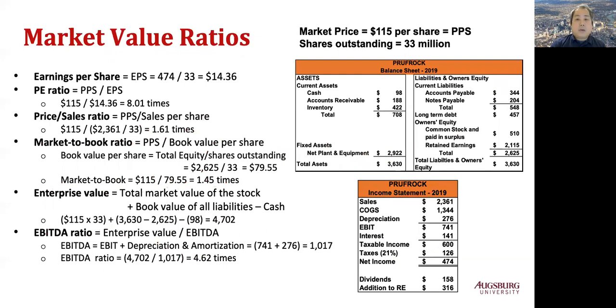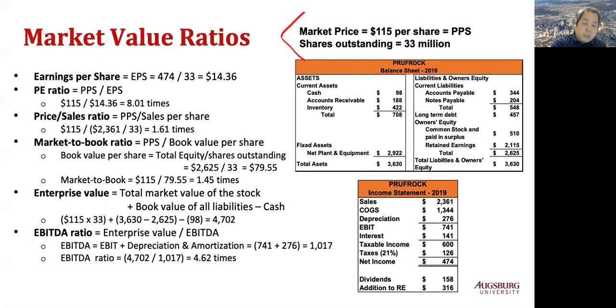The final category of the ratio is the market value ratio. Market value ratio measures the company's value in the market. It's actually related to the stock price. So we need to have more variables in addition to the financial statement. It's market information. So suppose market price is $115 per share and shares outstanding is 33.